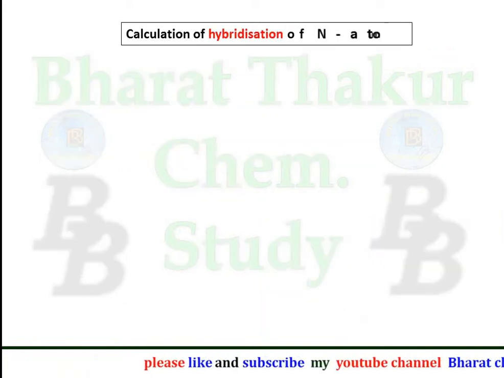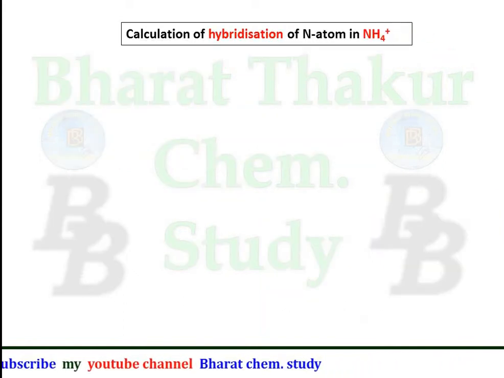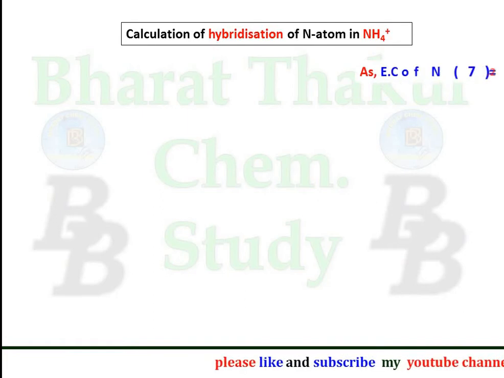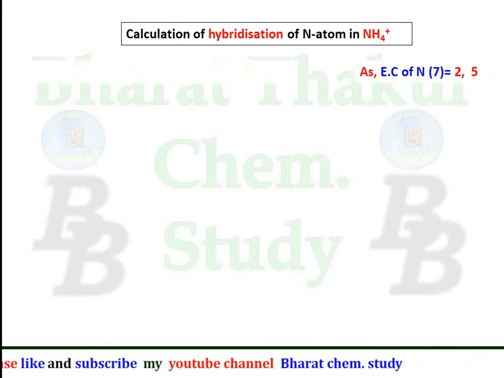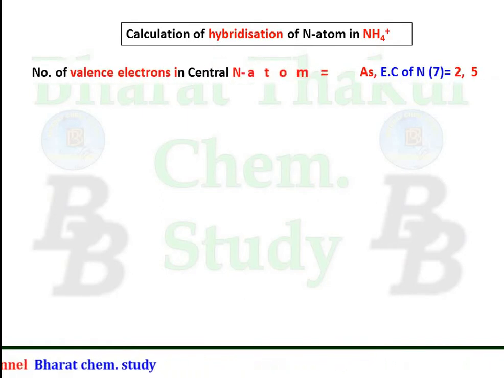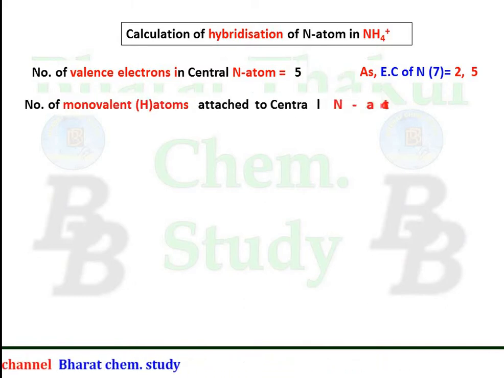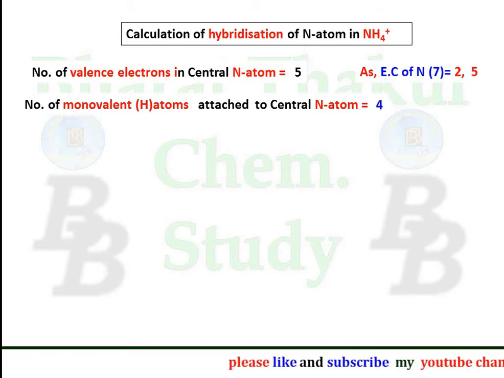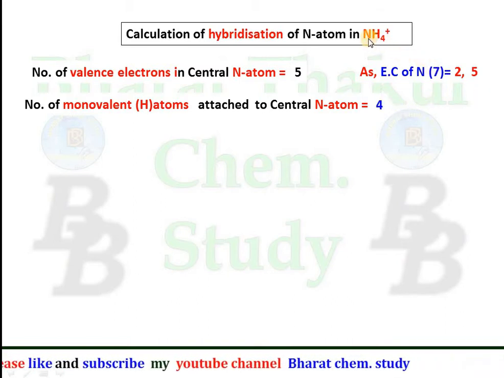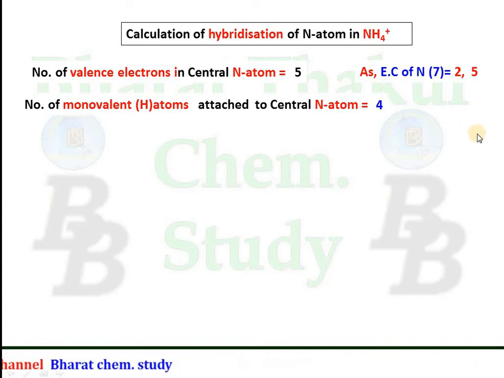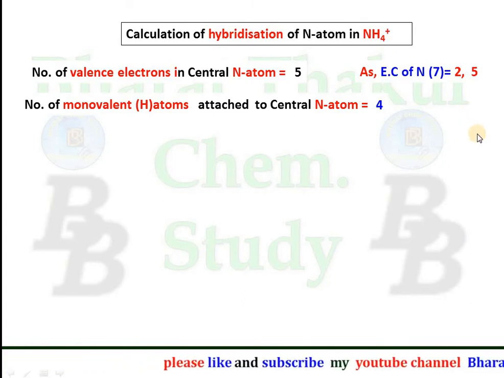Now the calculation of hybridization of nitrogen in the ammonium ion. As the electronic configuration of nitrogen is 2,5, that means the number of valence electrons in the central nitrogen atom is 5, and the number of monovalent, that is hydrogen, atoms attached to the central nitrogen atom is equal to 4, because 4 hydrogens are present with nitrogen and hydrogen always forms a single bond, that is, they are monovalent.